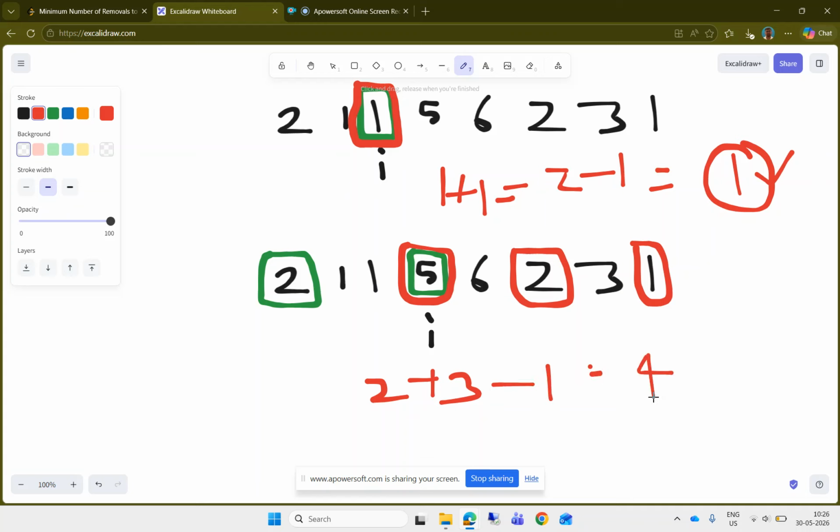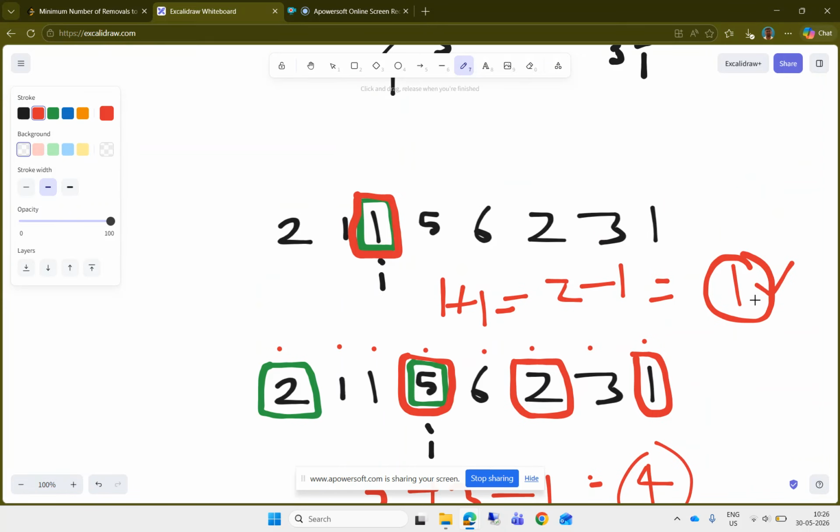again 4. So that means you have to remove how many elements? The total length of the array is 1 2 3 4 5 6 7 8. So 8 minus the length of the mountain array is the number of elements you have to remove. So 4 elements you have to remove. In this case you have to remove 8 minus 1, equal to 7 elements.